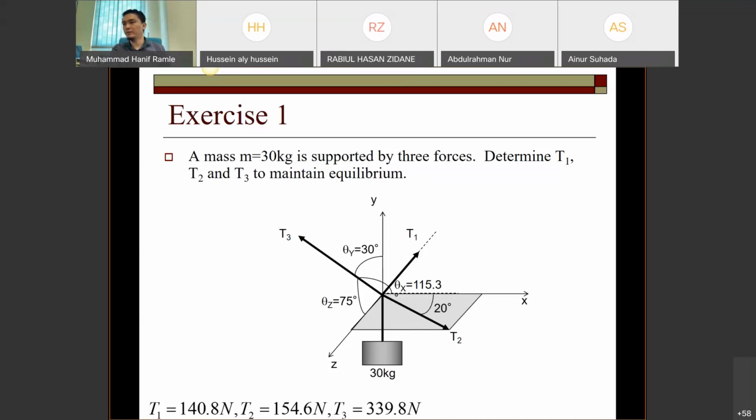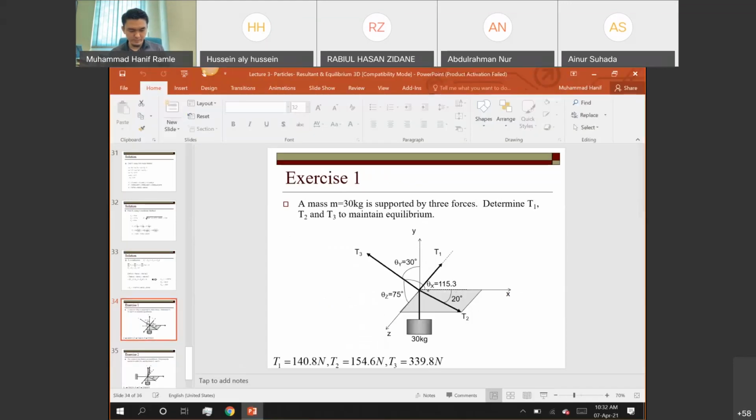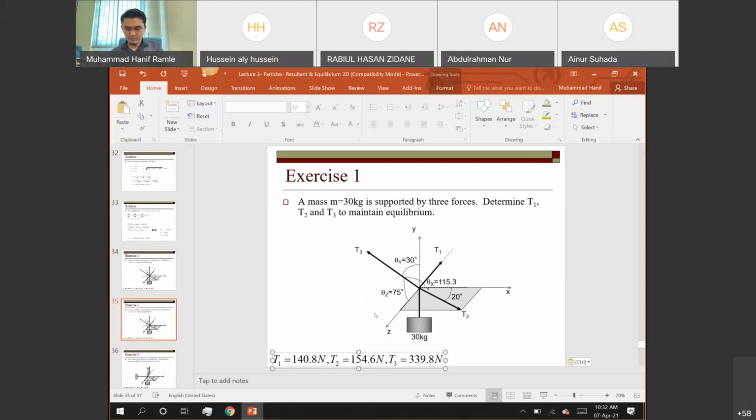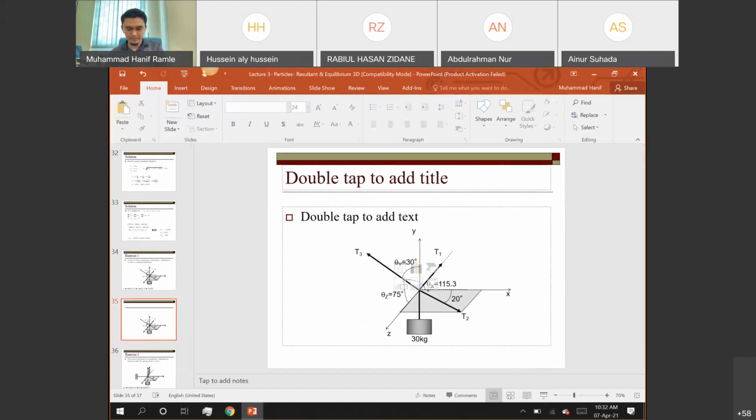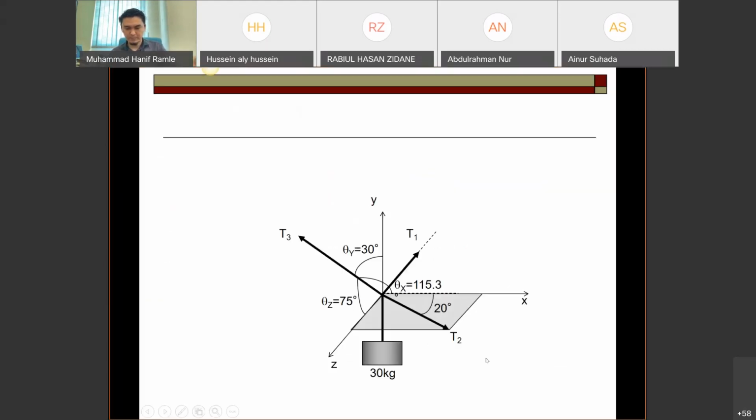We find T3 by the first method. Only T3? No, we can also find T2. I mean, there is the 30 kg, 30 times 9.8.